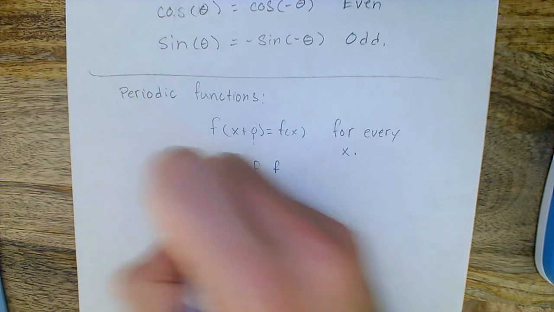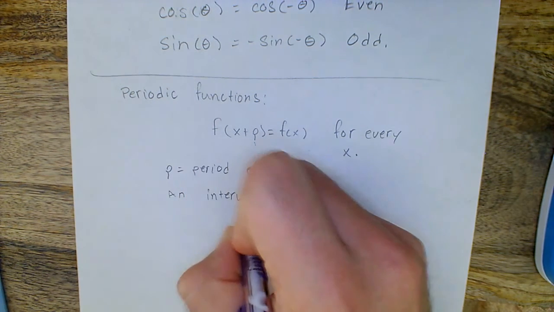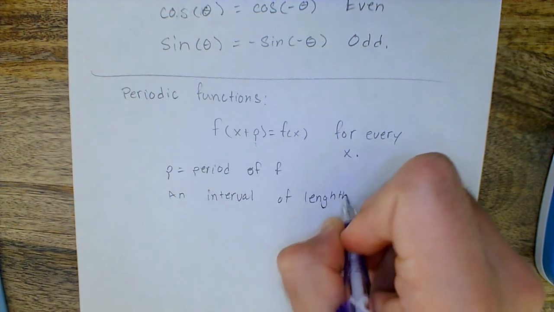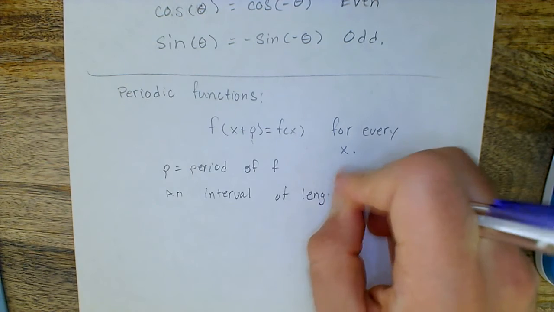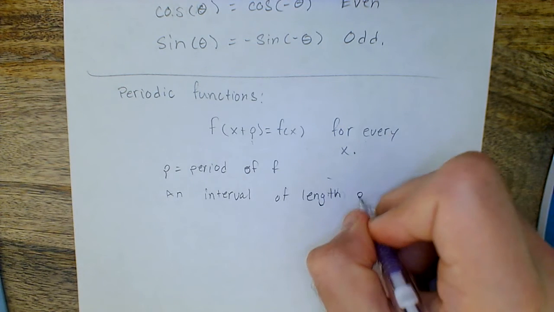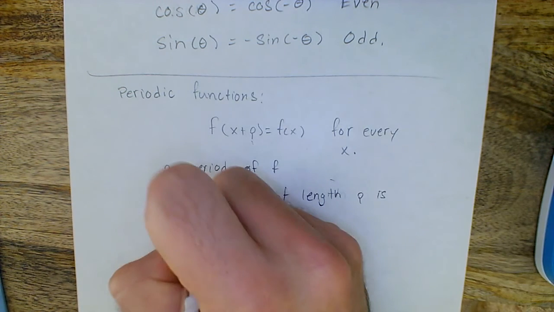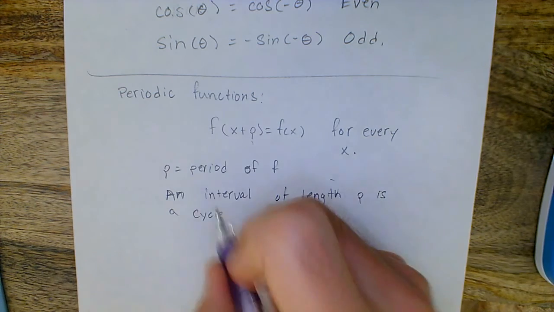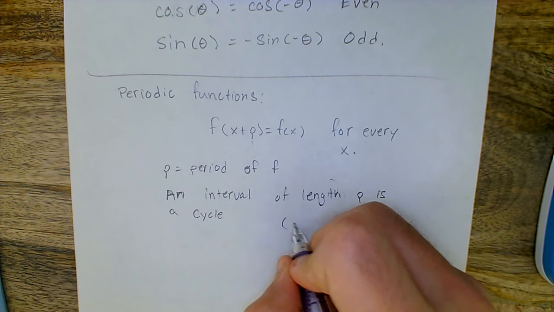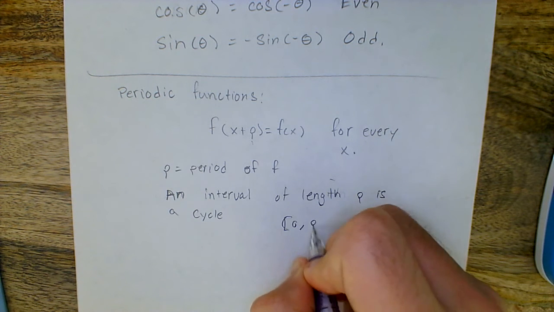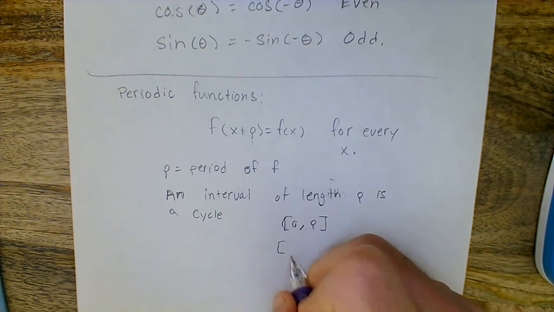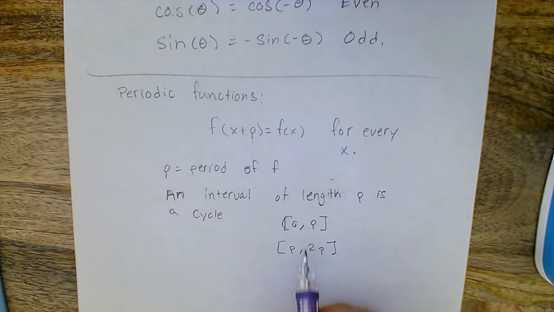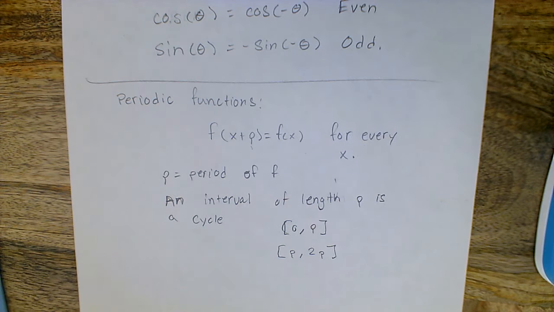an interval of length p is a cycle. One cycle. So when I say an interval, the interval 0 to p would be a cycle, or p to 2p, because these both have length p. Okay?